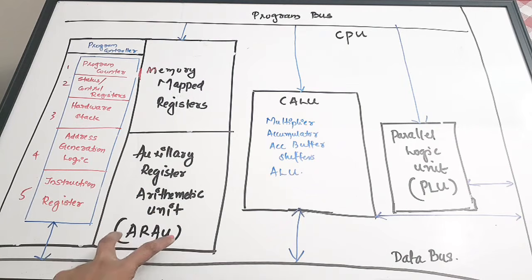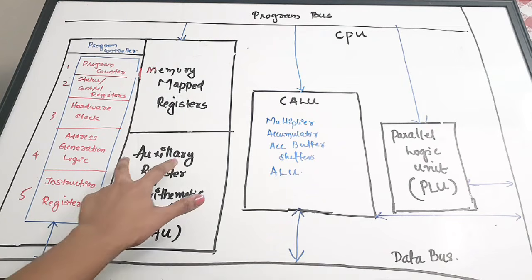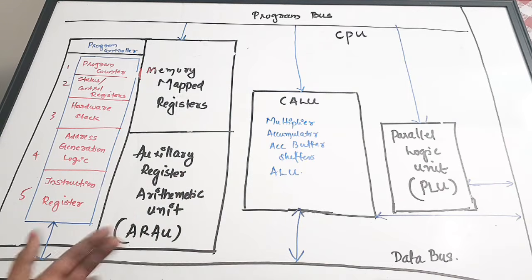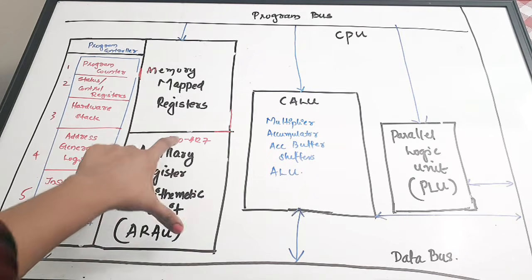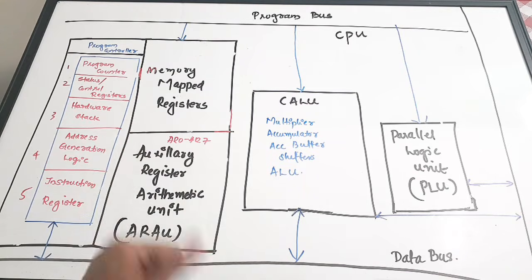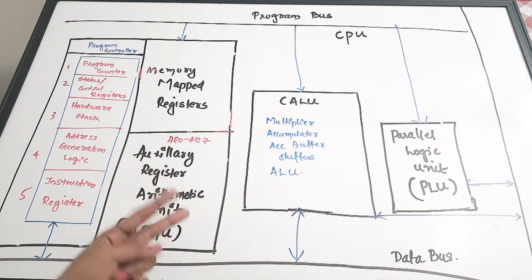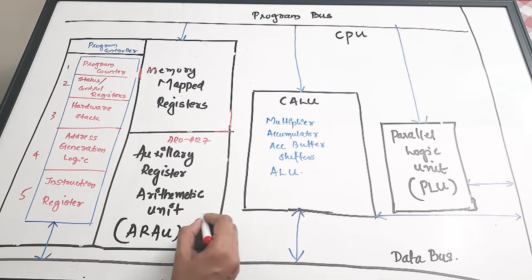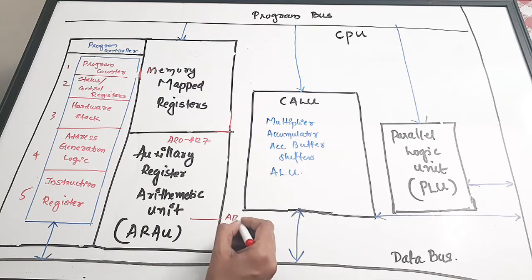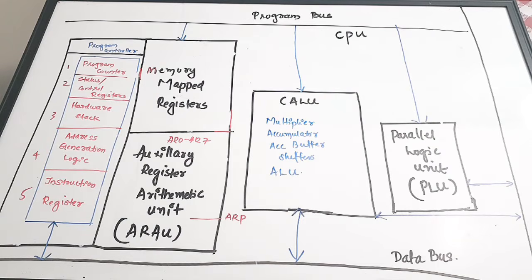Moving on to the next area, which is auxiliary register arithmetic unit, ARAU. It consists of 8 16-bit auxiliary registers, AR0 to AR7. I have written it here. And along with that, there is a 3-bit auxiliary register pointer, ARP. I'll write it here. There is an ARP, which is a 3-bit pointer.